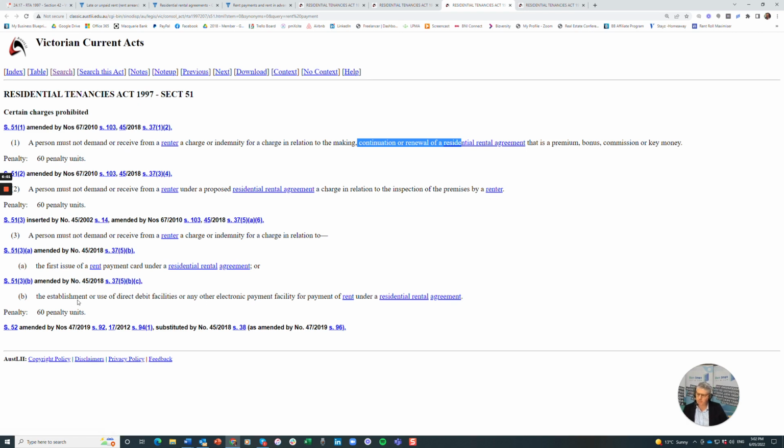And then we come down to here, 3B. This is the one that's most appropriate for this section, which is a person must not demand or receive from a renter a charge or indemnity for a charge in relation to the establishment or use of a direct debit facility or any other electronic payment facility for the rent under the agreement. So you can't charge them a fee. Again, it's an $11,000 fine.